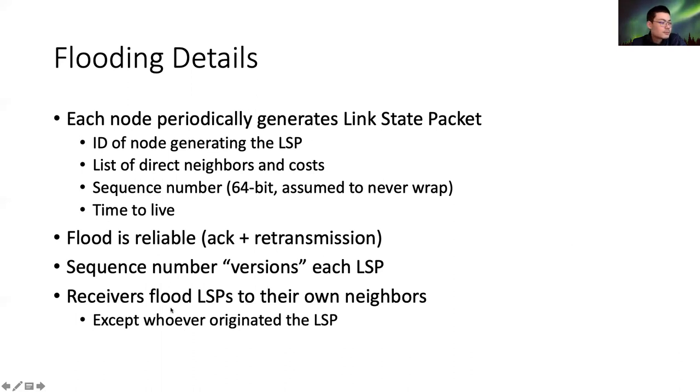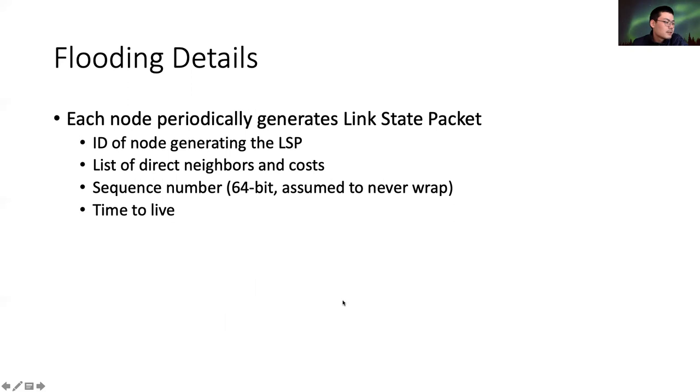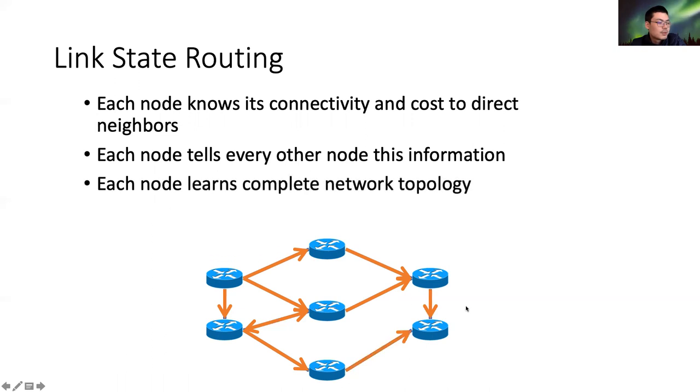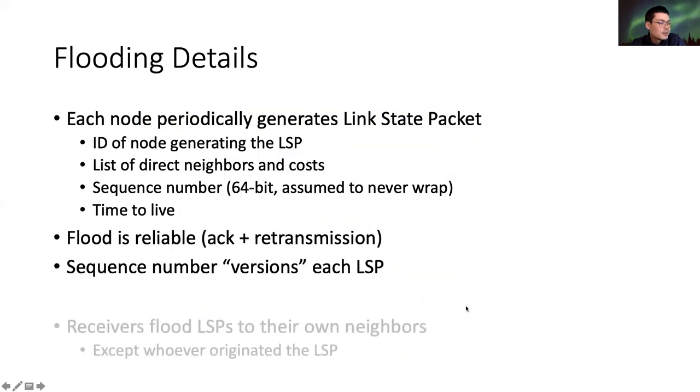And so the receiver will then flood this to their own neighbors. Basically this is the process. Of course, the cost is still for this router, the adjacent links, but this information will be received by those routers and they will continue to forward it to their neighbors and flood. So this is the flood idea. It's basically a broadcast. It broadcasts the same content until it reaches everyone. It's a whole copy.